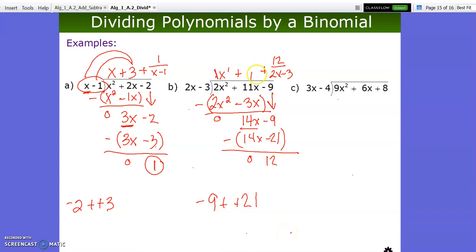I think I have a wrong number here. Let me see. 2x goes into 11. What did I do? Oh, this was a 7. I erased it. There we go. That's better. All right, let's try again.